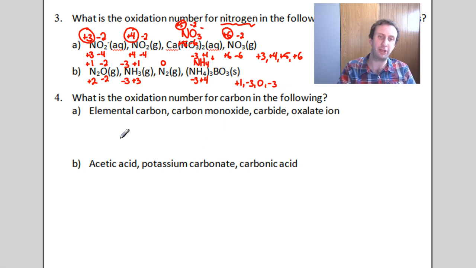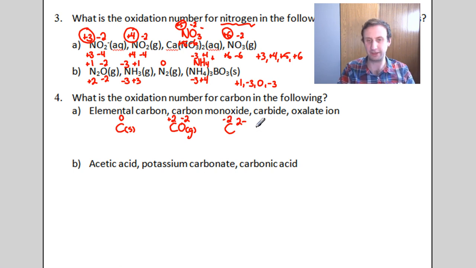All right, carbon in the following. Elemental carbon, well, it's an element, so C solid, that's pretty easy. It's going to be 0. Carbon monoxide, I have CO gas, so I've got negative 2 from oxygen, which means I'll have positive 2 for the carbon. For the carbide ion, I believe this is C2 minus, so that means it's going to be negative 2 as a charge. I have to look that up on the periodic table though, but pretty sure that's the case.